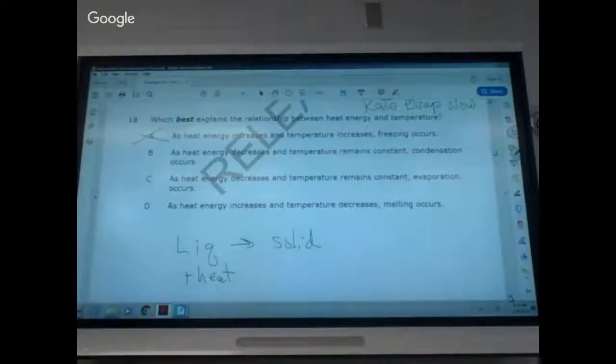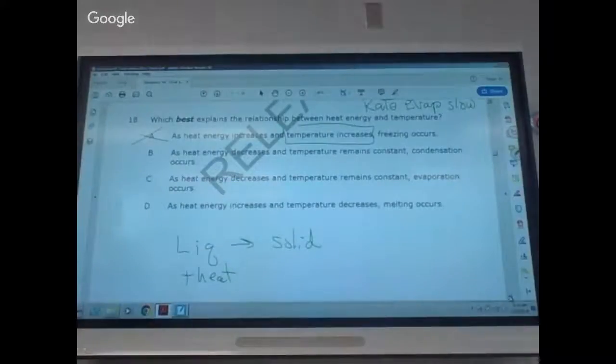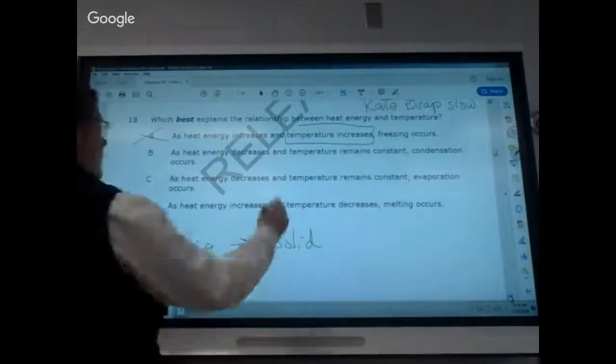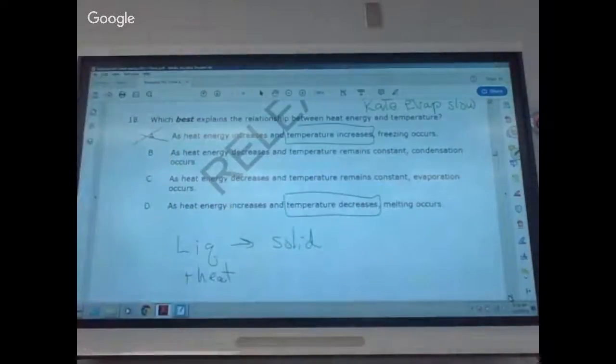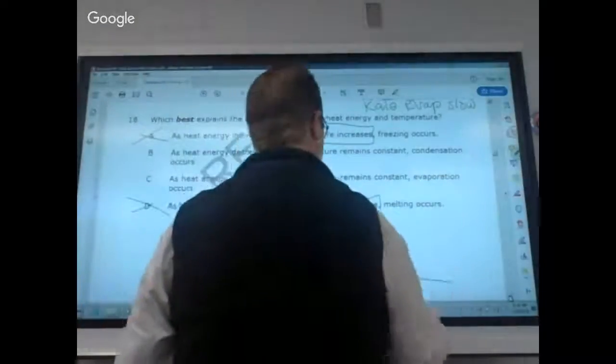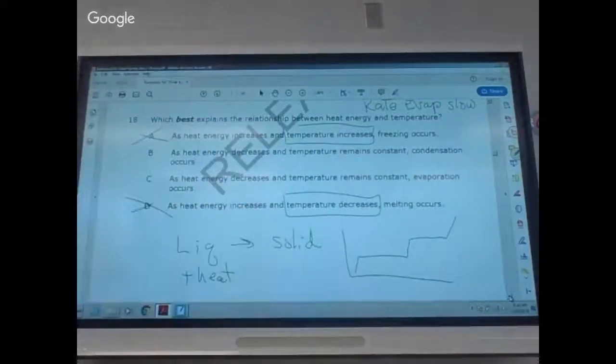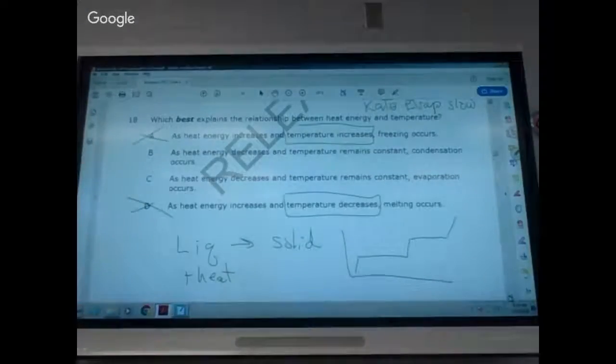All right. Secondly, the next thing I was going to point out is, in a phase change, can the temperature increase? No. So, can the temperature decrease? No. Temperature has to remain constant in a phase change. It has to be a flat spot. So if you think about your graph, it has to be flat. Okay? So it has to be B or C.